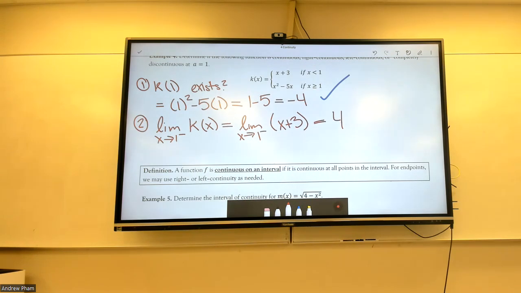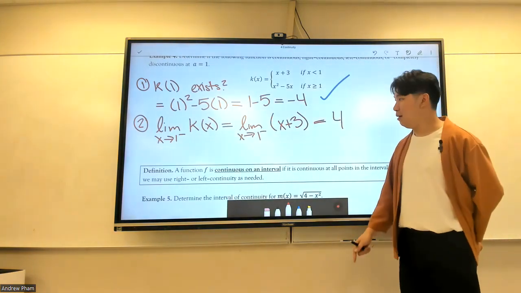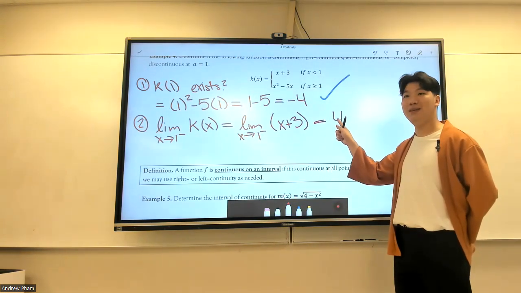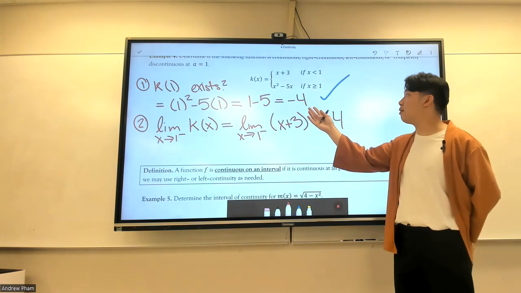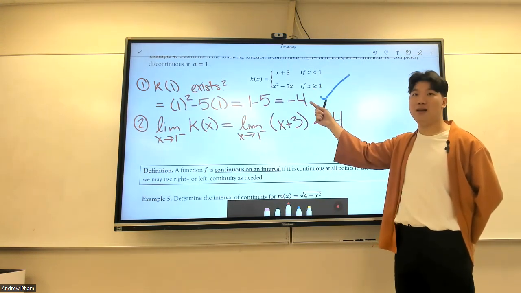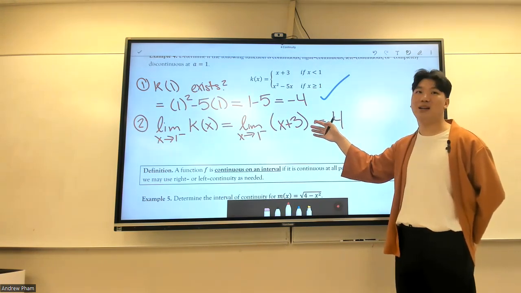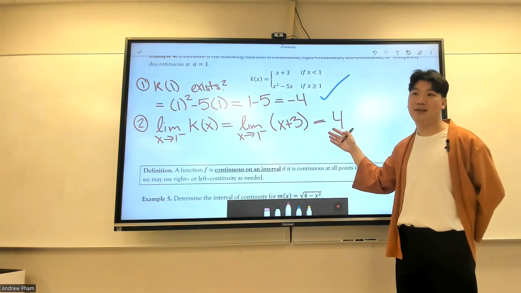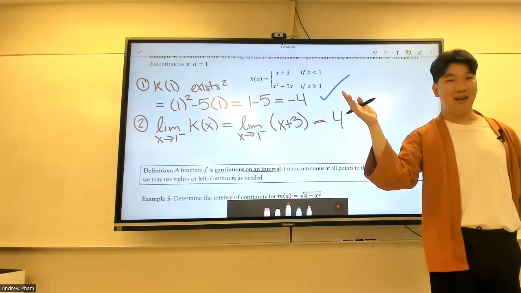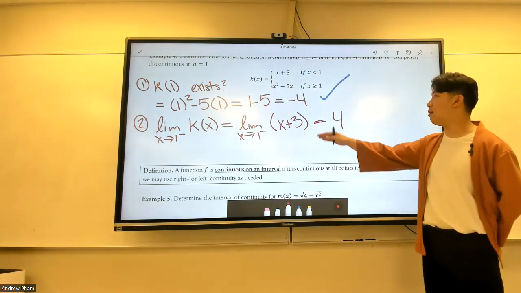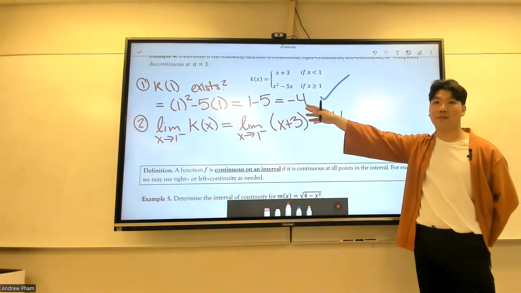Do I need to find the right-hand limit now? Why not? Yes, perfect. So I could find the right-handed limit if I wanted to, but I know it's not going to matter. Because if the right-handed limit is 4, then the two-handed limit is 4, but that's still not going to be equal to negative 4. If I find the right-handed limit and it's a different number, then my two-handed limit doesn't exist. I fail that condition. So regardless of what the right-hand limit is, it's not going to give me negative 4 in the long run.